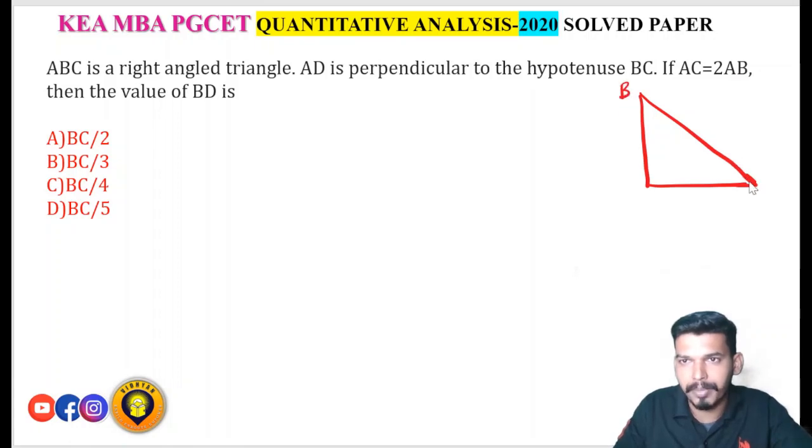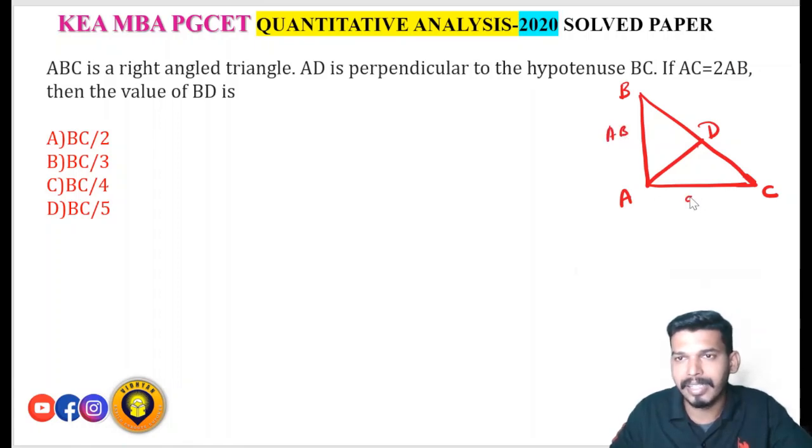So if this is the hypotenuse, that is BC, and here it is A. AD is perpendicular. So this line is perpendicular to the line BC, that is the hypotenuse. If AC is equal to 2 times AB, that is, if the length AB is something, the length AC is 2AB, they have said. AC is equal to 2 times AB. Then the value of BD, we have to find the value of BD.